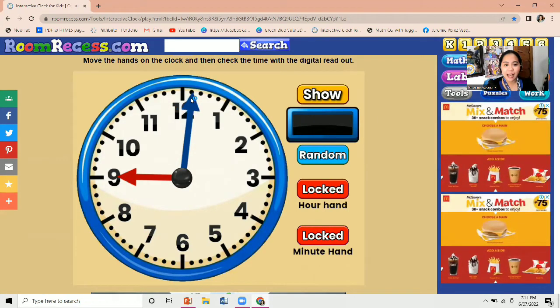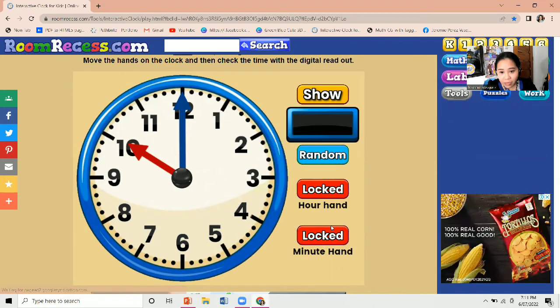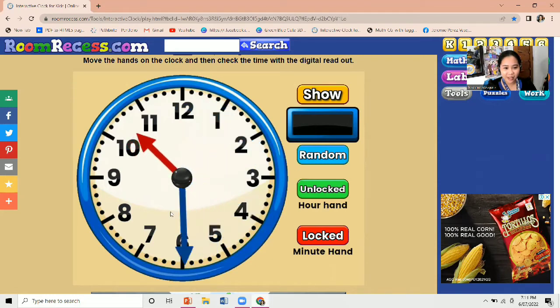It said that in our explanation, one round of the minute clock, the hour hand will adjust by one hour. So when one round of the minute clock, or 60 minutes, has converted into 1 hour, our 9 o'clock will go to 10 o'clock. We will be locking the hour hand, so we will be moving the minute hand. A minute hand will be around in 60 minutes.